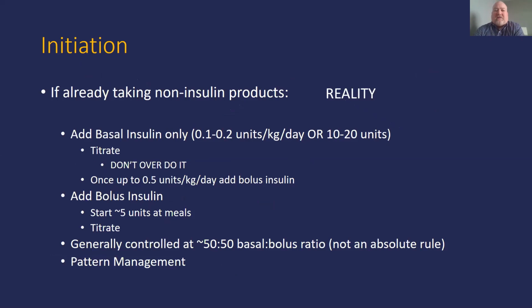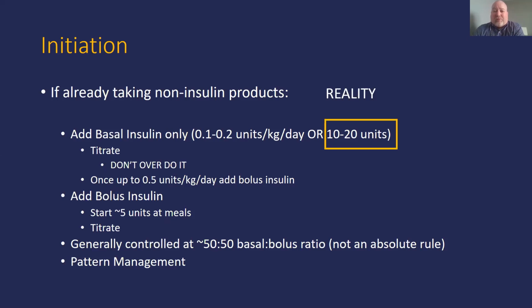So if you're adding basal insulin, guidelines would tell us to start off, if you're doing a calculation, at 0.1 to 0.2 units per kilo per day. So calculate it based on weight and come up with this dose. Now that almost always tends to come to somewhere between 10 and 20 units.